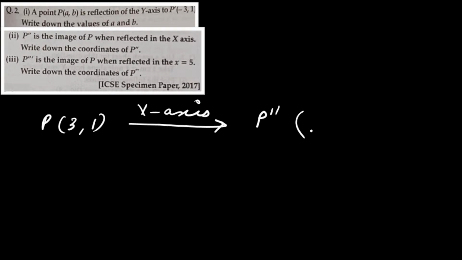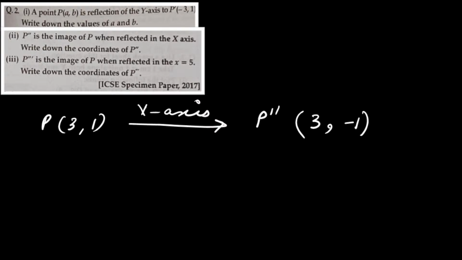If reflection is happening in the x-axis, x will remain the same, so you write x as it is. If reflection is happening in the x-axis, the x coordinate will remain the same and the y coordinate sign will change. So this 1 will change to minus 1. These things we have already discussed. So we have found the coordinates of P double dash, and we have written them down.